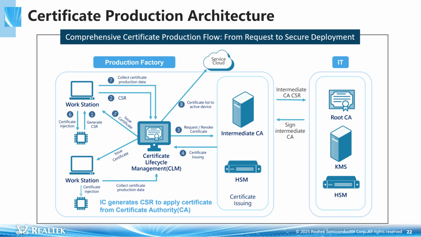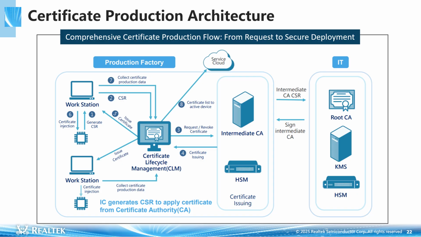This diagram illustrates the certificate management process, from certificate request to secure deployment, involving several key roles. The process begins with the Root Certificate Authority, Root CA, the topmost trusted entity in a public key infrastructure. The Root CA signs the certificate of the Intermediate Certificate Authority, Intermediate CA, enabling it to issue certificates to end entities. The Intermediate CA plays a critical role in the certificate issuance process.